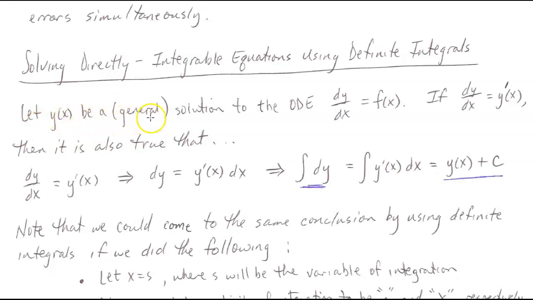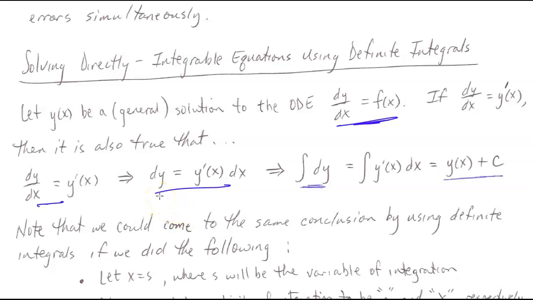So let y of x be a general solution to an ordinary differential equation. And of course, we know that this is going to be directly integrable by definition. Okay, so if we know that dy over dx is equal to y prime of x, meaning that whatever this function is, it's just a derivative of what we're looking for, then we could rewrite this function this way.